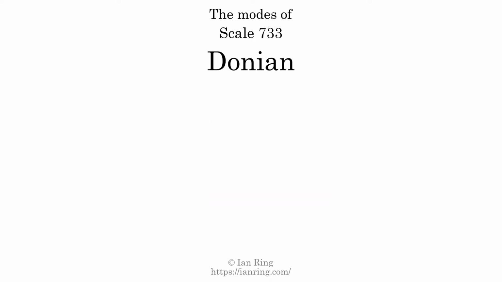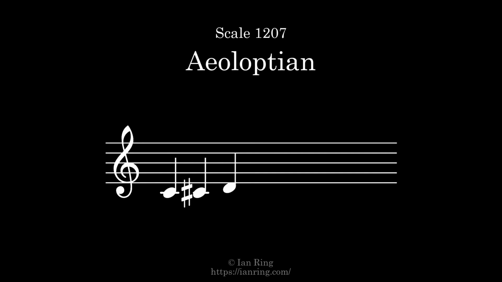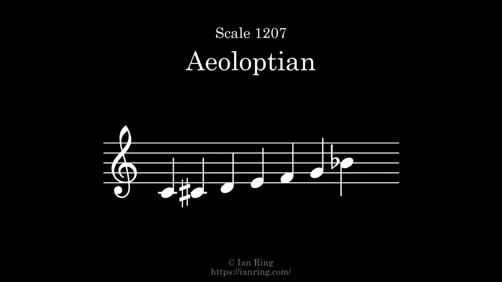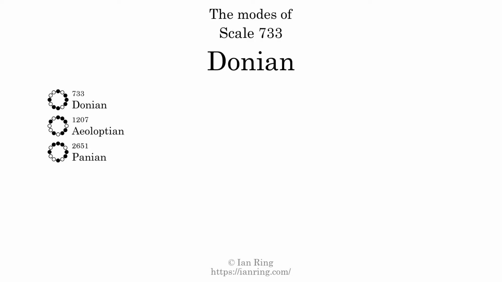This scale has 7 modes. The first mode is itself. The second mode is scale 1207, also known as Aeolian. It sounds like this. The third mode is scale 2651, also known as Phrygian. It sounds like this.